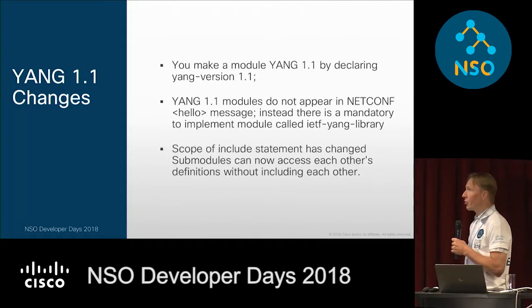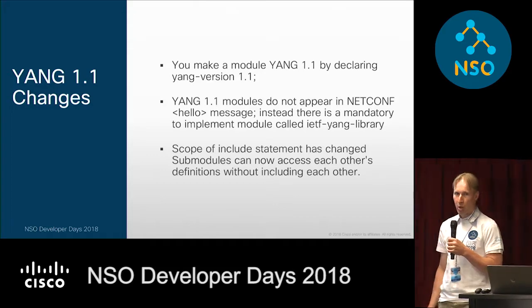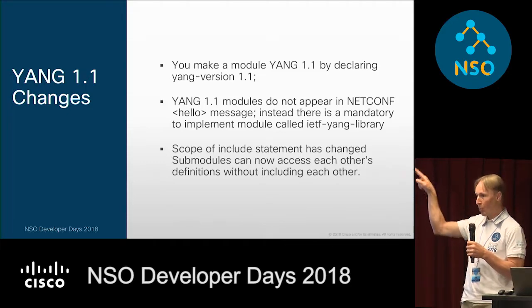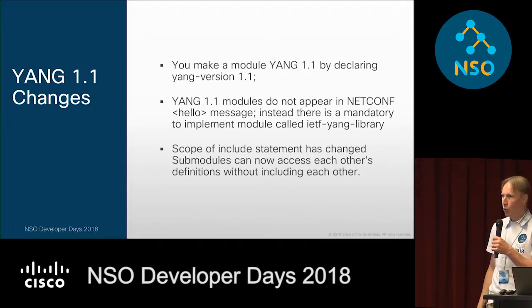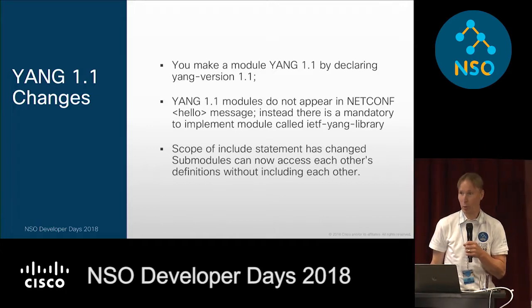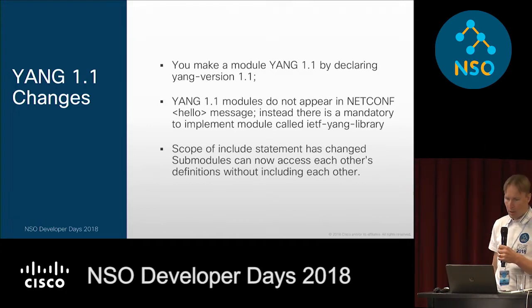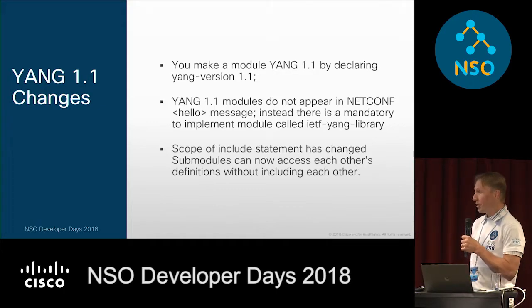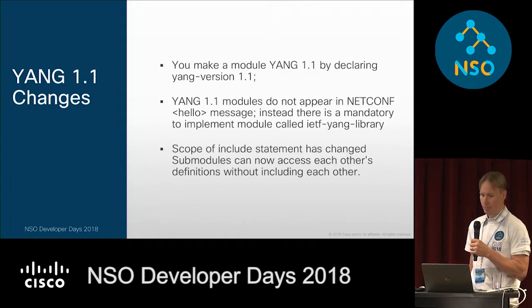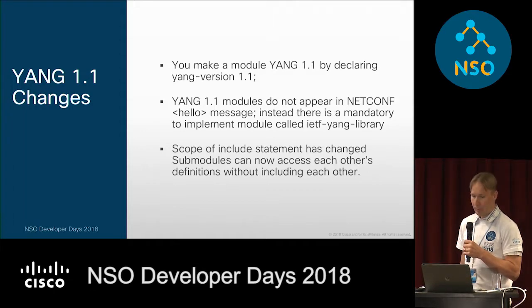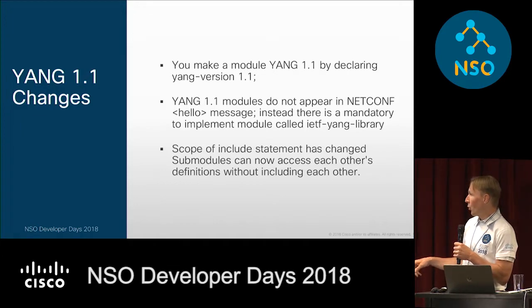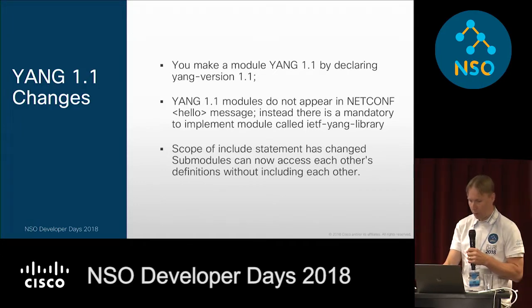The most important change for Yang 1.1 is, of course, that you have to declare your module to be Yang 1.1. You do that by just after the module name, open brace, you say yang-version 1.1 semicolon. And now it is a Yang 1.1 module. That was easy. You will also notice that if you have Yang 1.1 modules, they will not be listed in hello. There's another mechanism called ietf-yang-library. I'll talk about that on the next slide. And also, the way that includes work has changed, so I'll talk about that too.